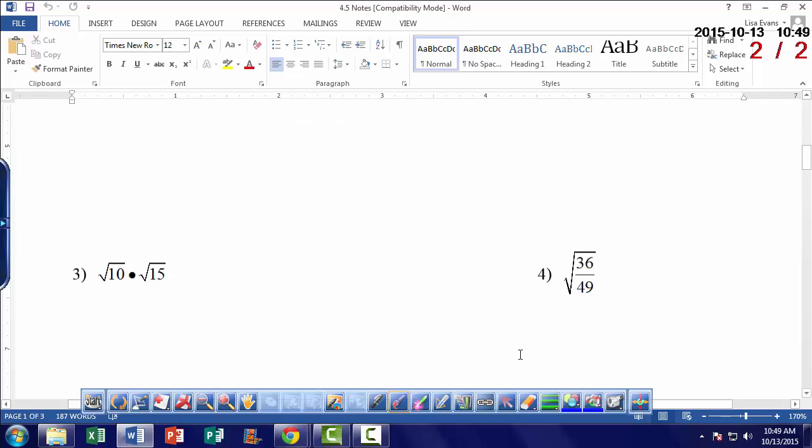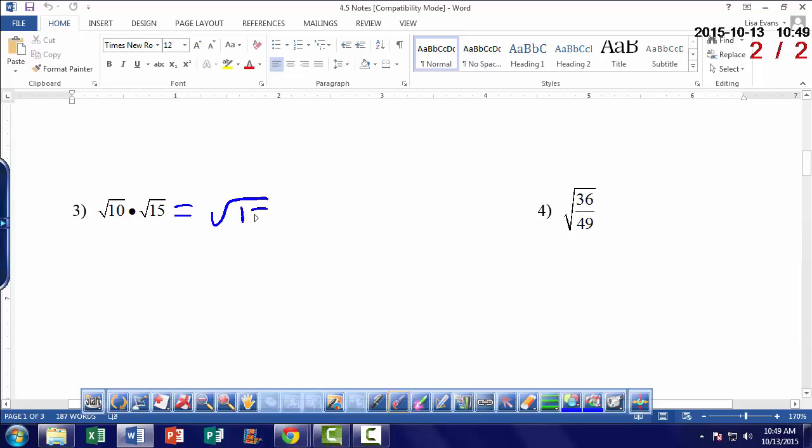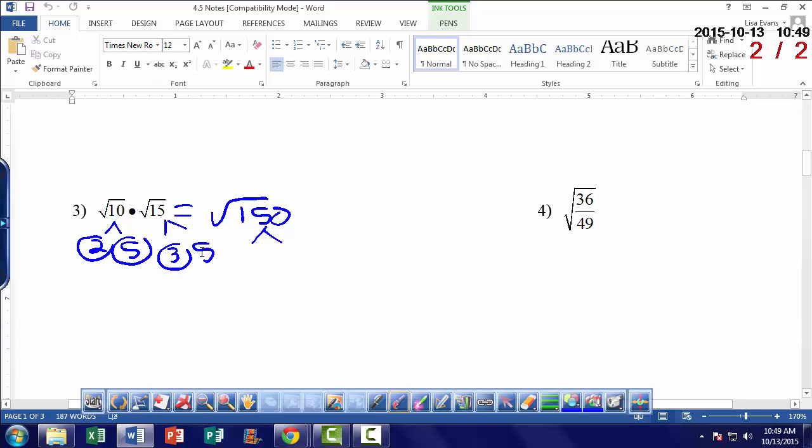Now, moving on. Down below, here's a multiplication problem. You can multiply this and get the square root of 150 and then reduce, but if you're going to do a factor tree, you just end up refactoring it out anyway. So I honestly would leave it like this, and I would go ahead and say what multiplies to give me 10, 2 and 5, what multiplies to give me 5, 3 and 5. What do I see two of? I see two 5s.